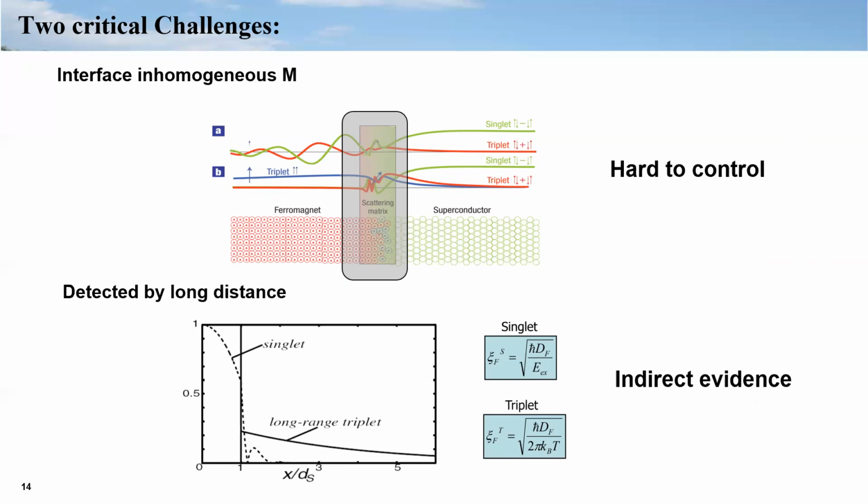The other one is related to the detection. In previous work, they could only detect it by long distance. If the distance is short, it is related to spin singlet supercurrent. If it's a long distance, it is related to spin triplet supercurrent. So I view this distance as indirect evidence.